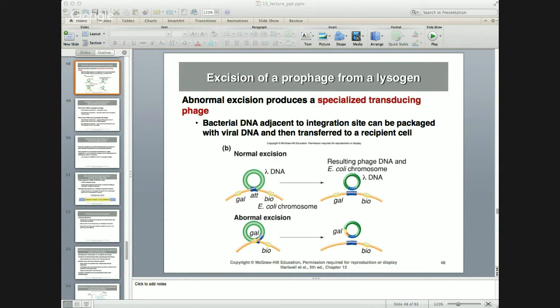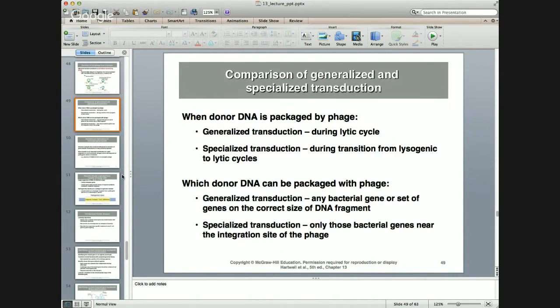Okay, and I think that's all I want to cover for this chapter. I'm going to skip all the other slides. So that's it for chapter 13. Let's move to organellar inheritance. Let me pull that slide up.